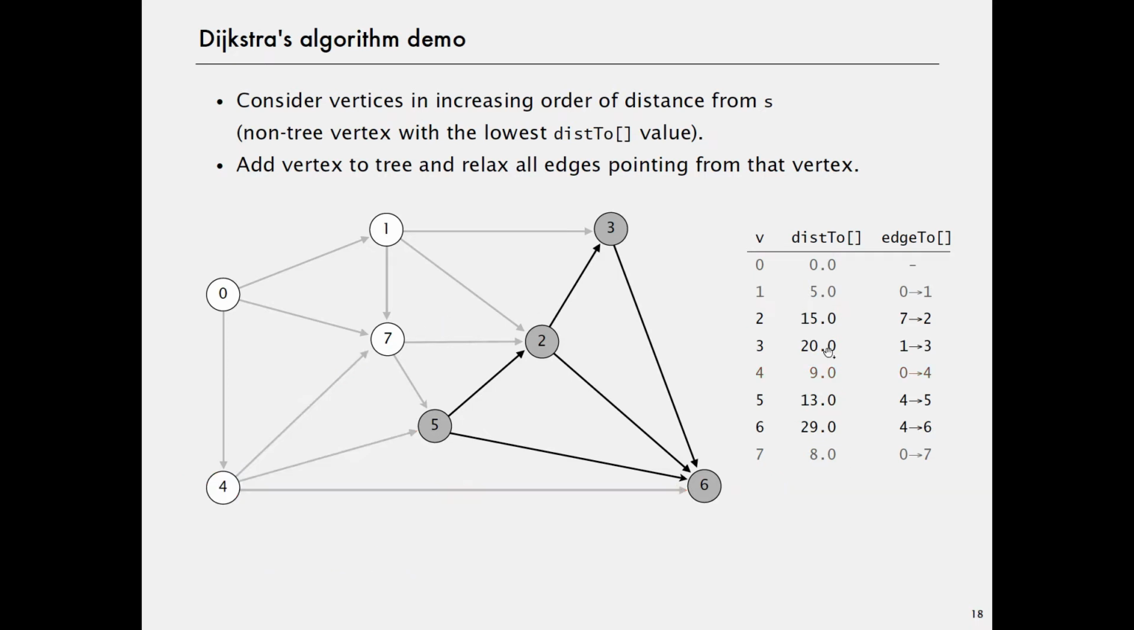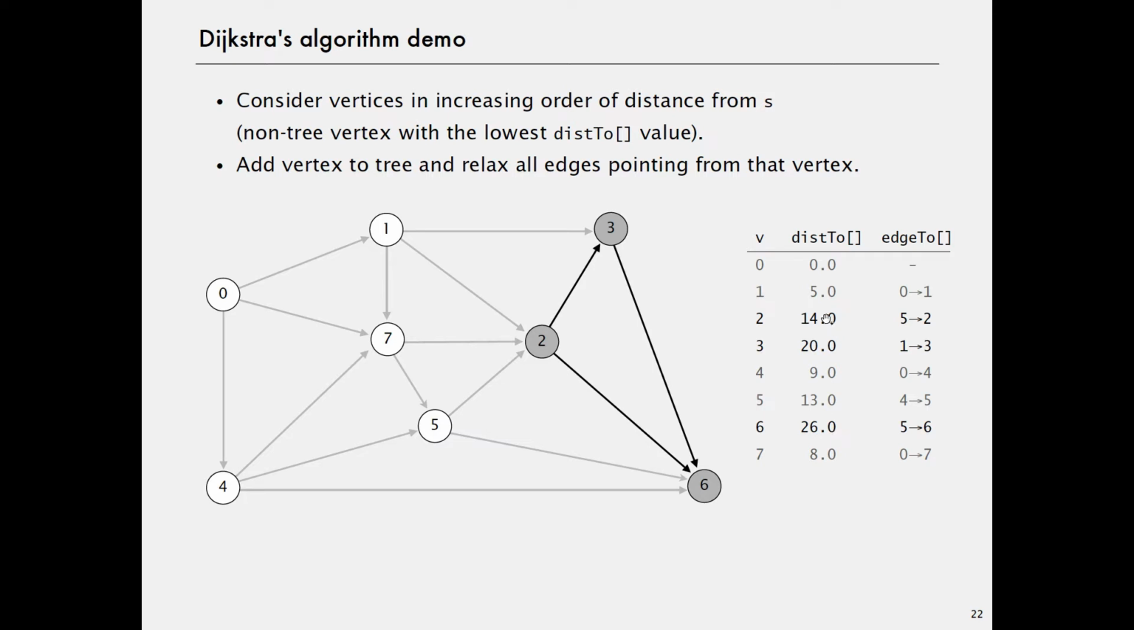Next round starts, 4 candidates. Vertex 5 is the next one. Here, same calculation as always. 13 plus 1 is 14, is better than 15. We have to update that one. 13 plus 13 is 26, better than 29. We have to update that one. Okay.